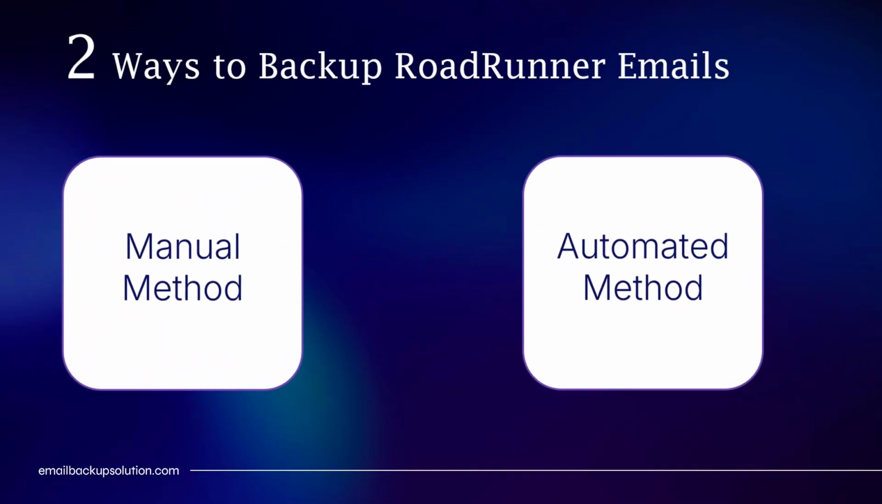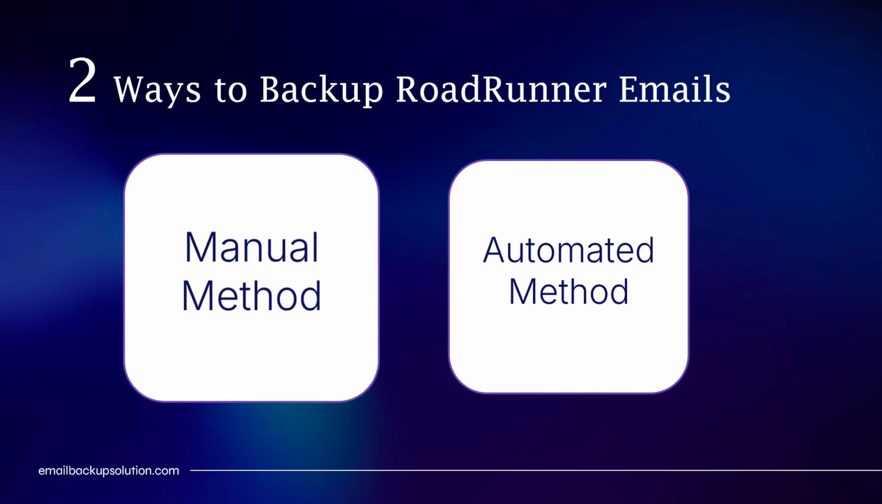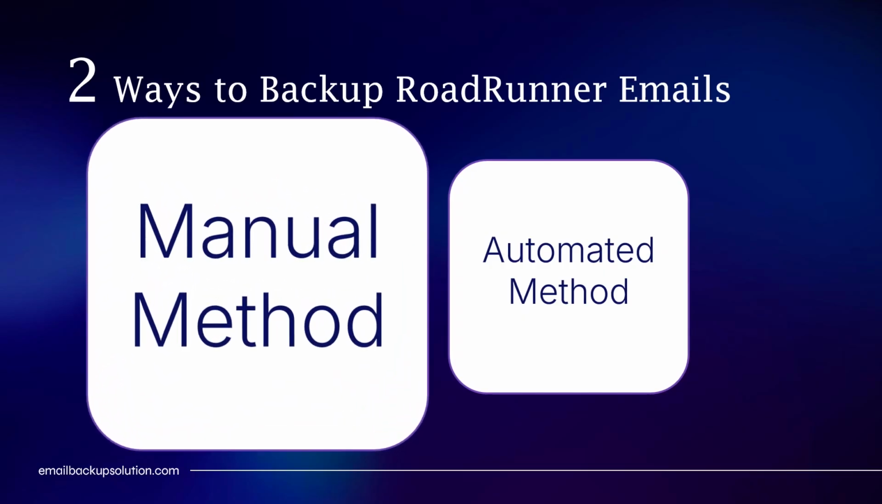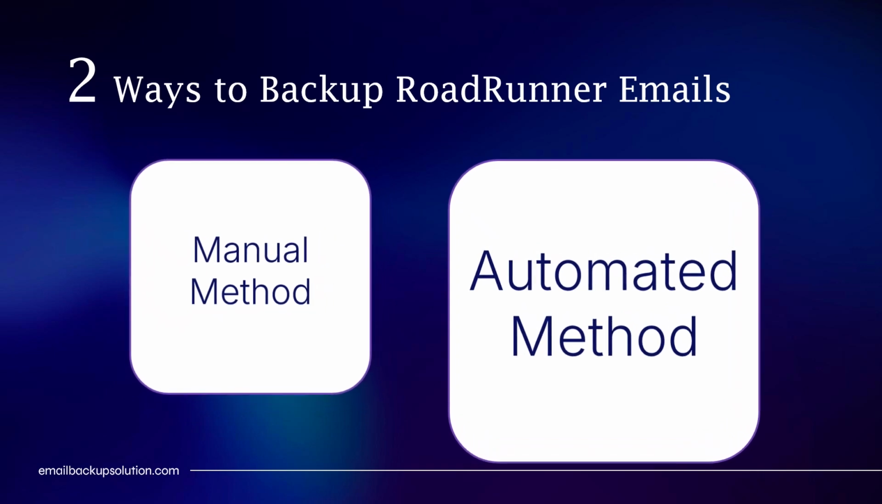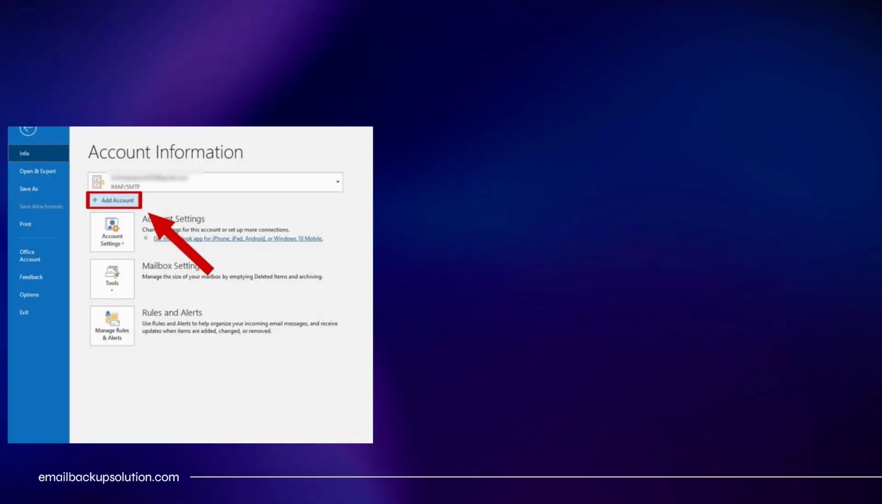In this video, we'll walk through two backup methods: the manual method using an email client like Outlook or Thunderbird, and the automated method using a professional backup tool. Follow the below steps to download RoadRunner emails manually.